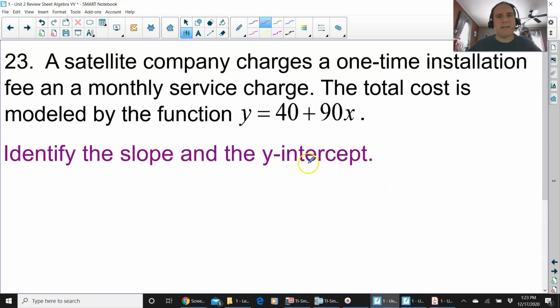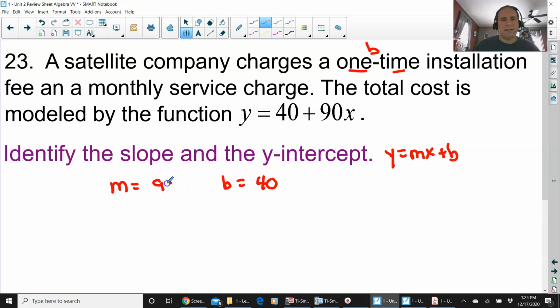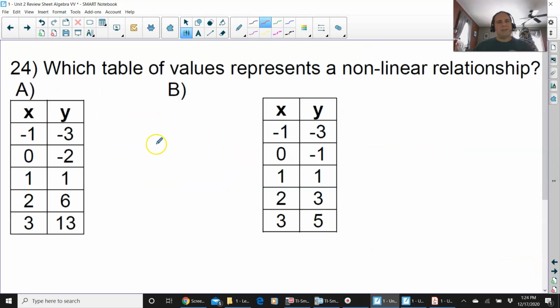All right, number 23. A satellite company charges a one-time installation fee. One time, that's b. The total cost is modeled by the function y equals 40 plus 90x. Identify the slope. So the slope is the number before x, y equals mx plus b. Don't get fooled that this equation is turned around like this, right? b is 40 and the slope is 90. Easy question. Which table of values represents a non-linear relationship? Non-linear. So there's a couple of ways we could do this.